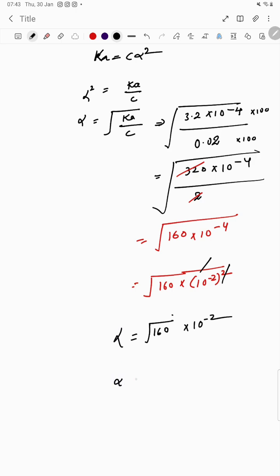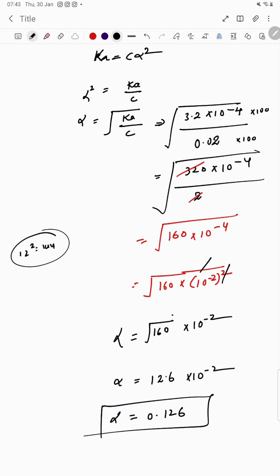So now, if you solve this one, if you are going to calculate the root of 160, how much is it coming to be, student? 12.6, because 12 square is 144. So 12.6 into 10 power minus 2. So alpha is equal to 0.126. This is the alpha value, student.